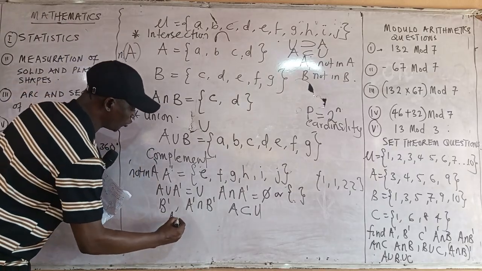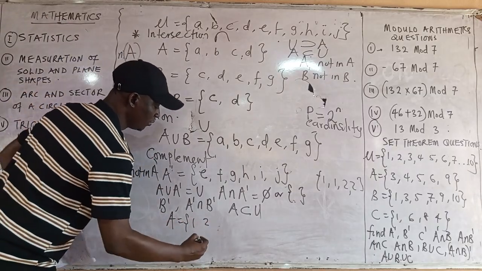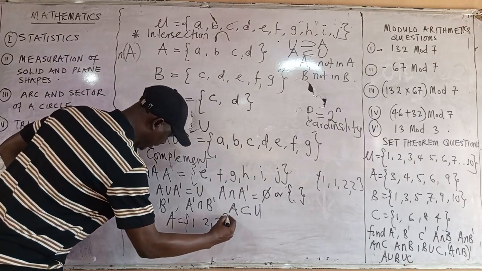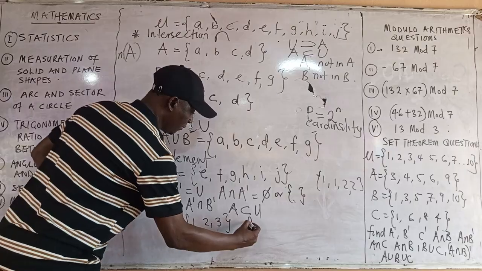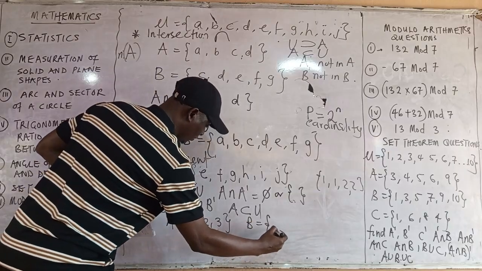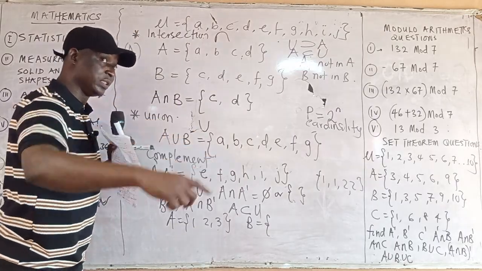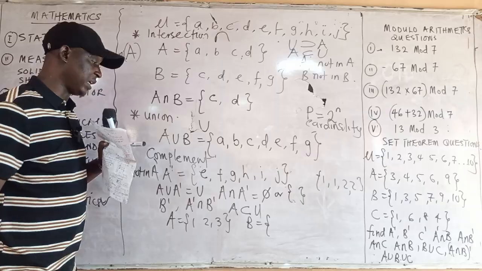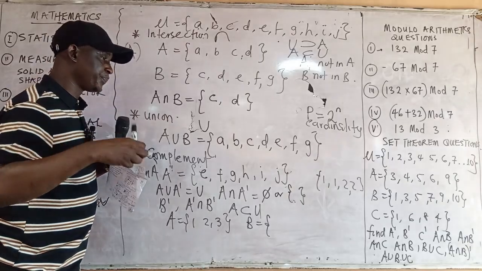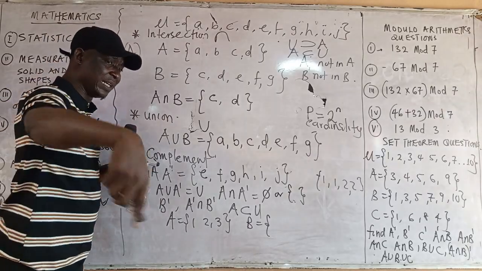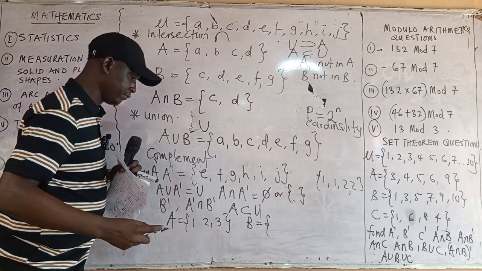If I give you A to be equal to 1, 2, 3, and I gave you B to be equal to what? Sorry for that. Please turn the P to face the other side. Now, as I was saying, let me face the class.